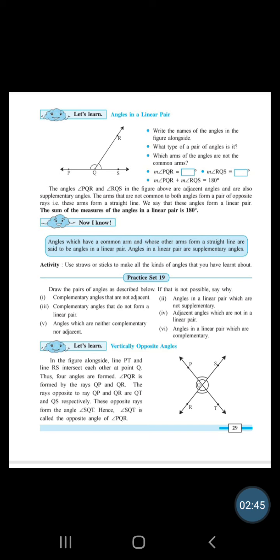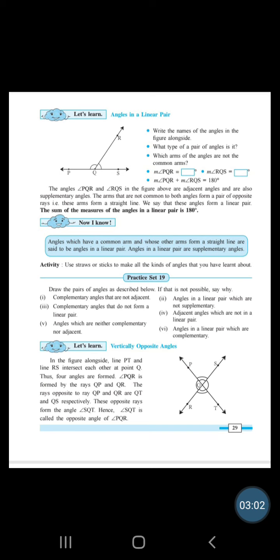They are opposite rays. Angles which have a common arm and whose other arms form a straight line are said to be angles in a linear pair. Angles in a linear pair are supplementary angles.